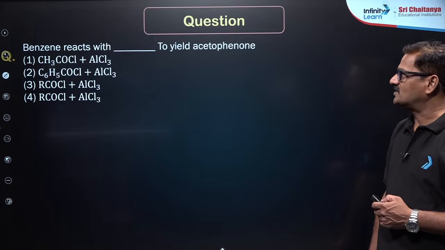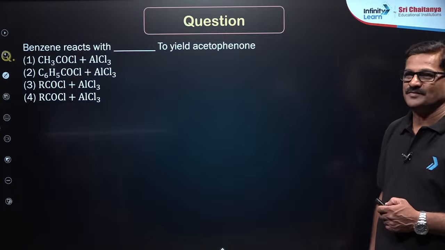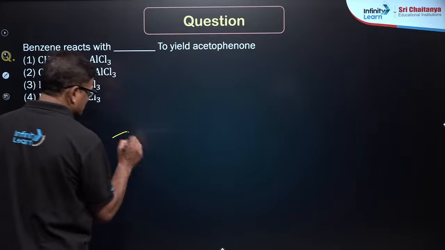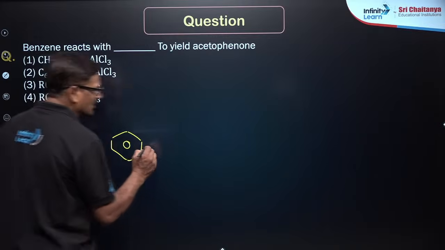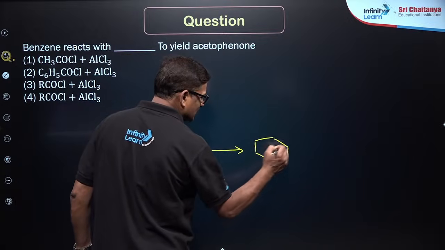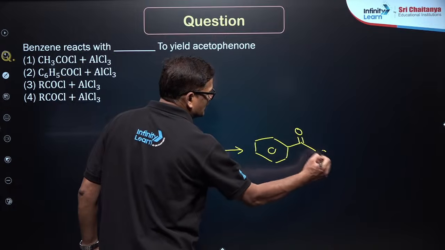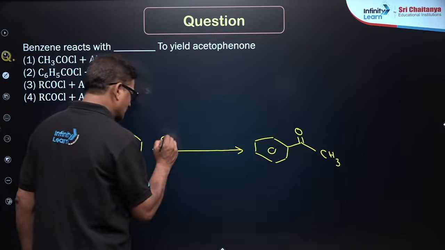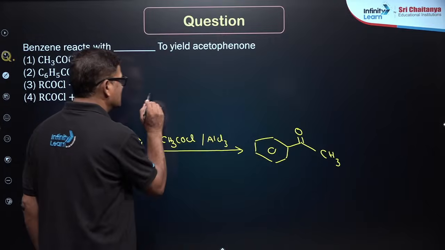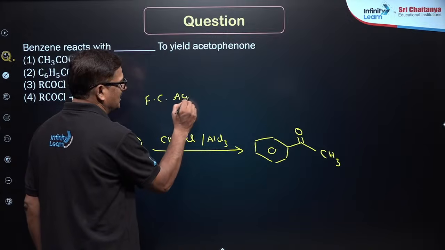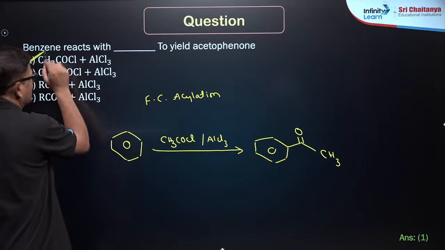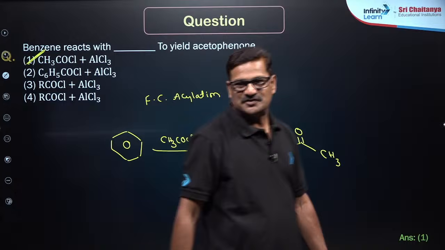Now benzene reacts with dash to yield acetophenone. Now what is acetophenone? Benzene, if it is reacted with CH3COCl in the presence of AlCl3, you are going to get this, which is called acetophenone. This is what is called the Friedel-Crafts acylation. The answer for this question is given as CH3COCl and AlCl3.